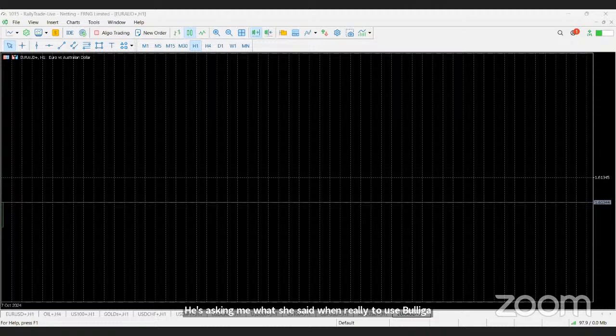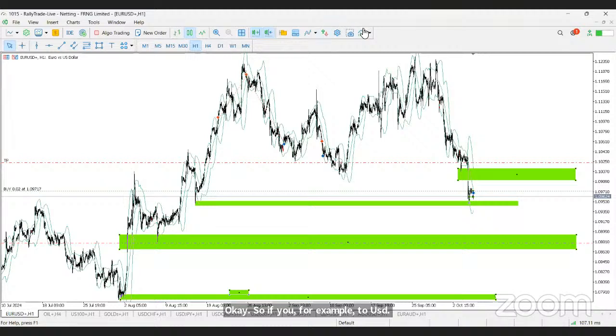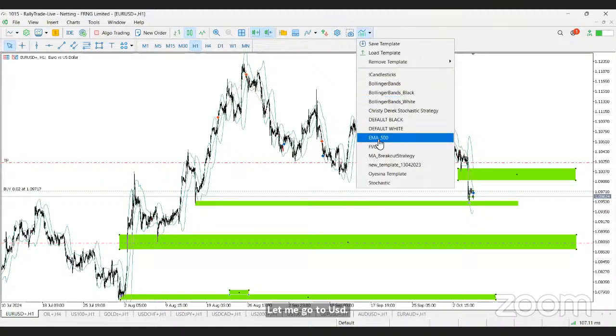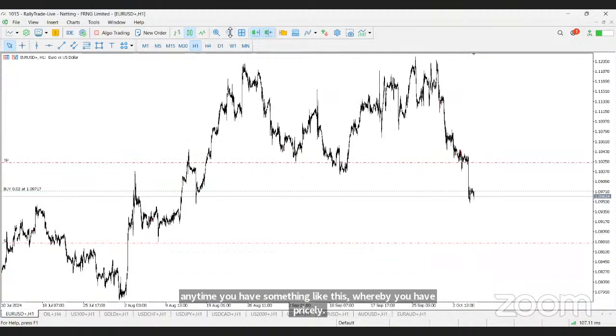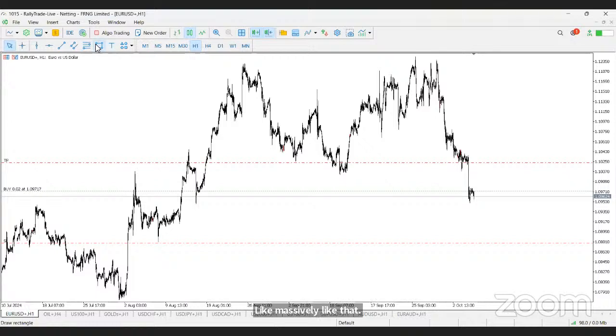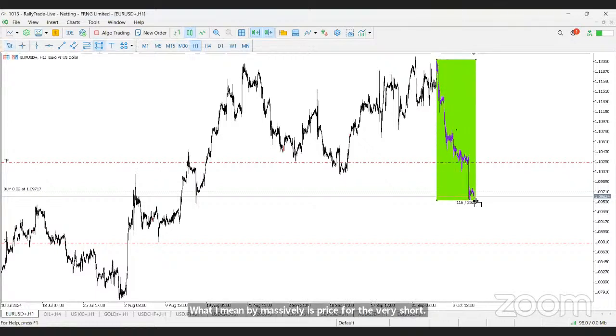Okay, so if you open, for example, Euro USD, let me go to Euro USD, and then I clean the chart. Okay, like so. Now, anytime you have something like this, whereby price fell suddenly, massively like that. What I mean by massively is price in a very short time fell like so. Can you see it? This is a very serious, massive fall. So once you see something like this on your chart, then you can check whether it obeys the Bollinger Band rule.